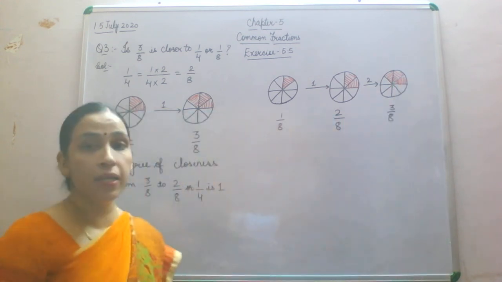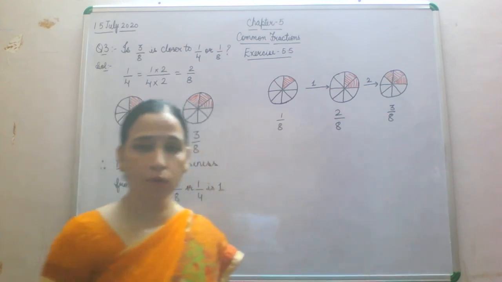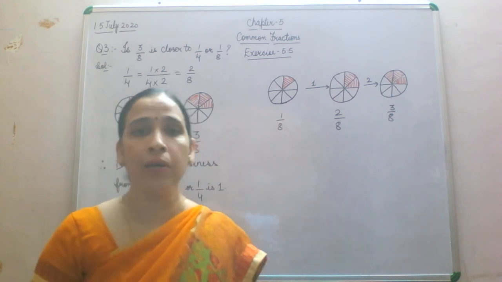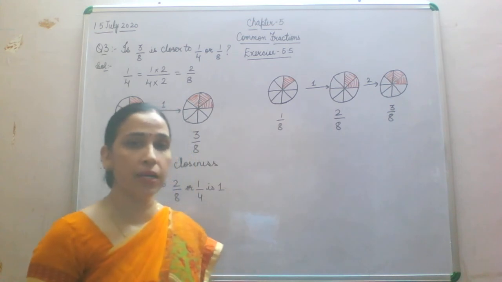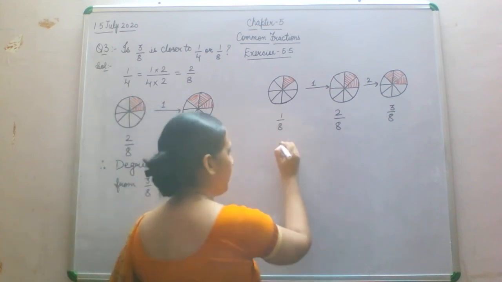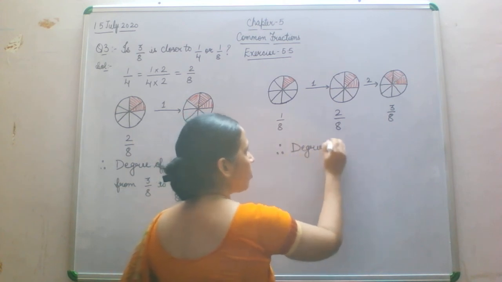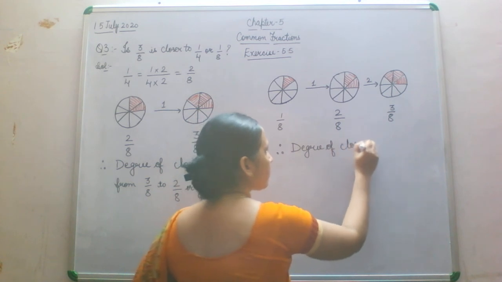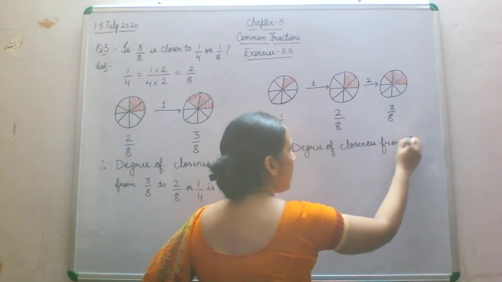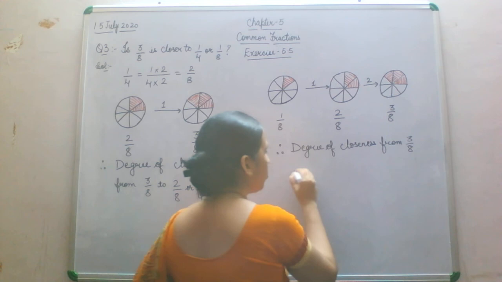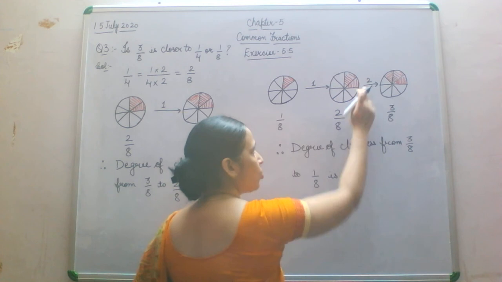Now can you tell me the degree of closeness from 1 by 8 to 3 by 8? How many times have we added 1 by 8 to the first fraction? We have added 2 times. So you will write, therefore, degree of closeness from 3 by 8 to 1 by 8 is 2.